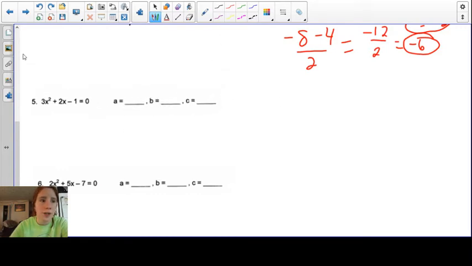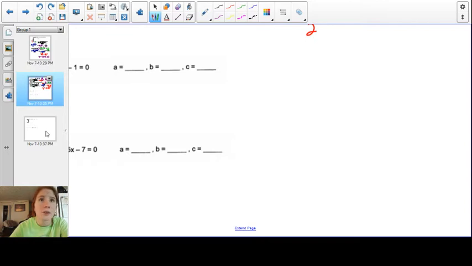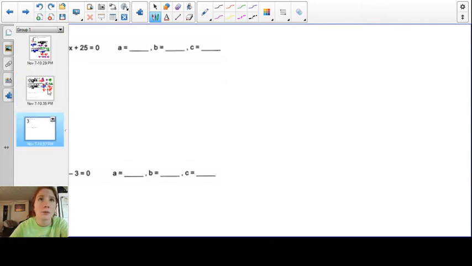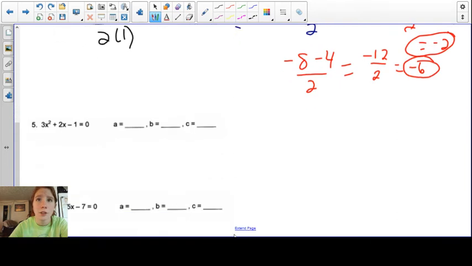Remember, if you don't have enough room, you can always go on an extra piece of paper or whatnot for your work. I think I only have 2 on this next page. Yep, okay. Alright, let's finish these last 2. Let's keep working.